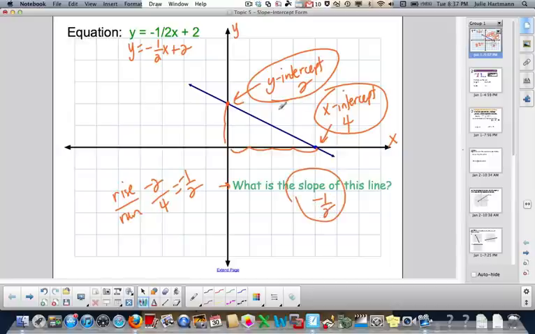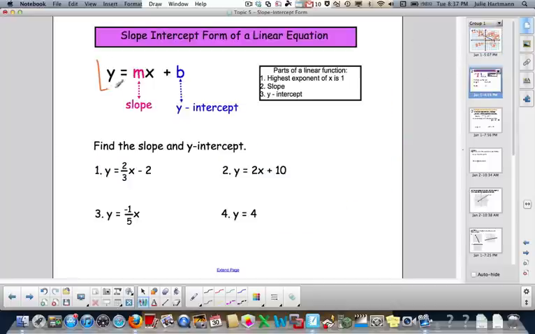How do those three pieces of information relate to the equation? Well, we have our slope right here, and then the 2 is our y-intercept. So x-intercept, not really anything to do with the equation. From the equation, we can have the slope and the y-intercept. That is the slope-intercept form of a line, also known as y equals mx plus b. M is the slope and b is the y-intercept.